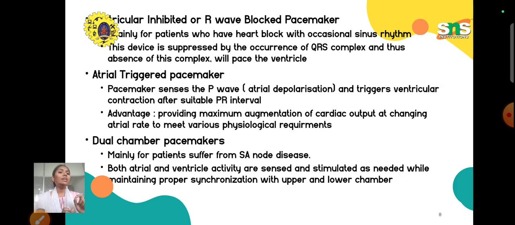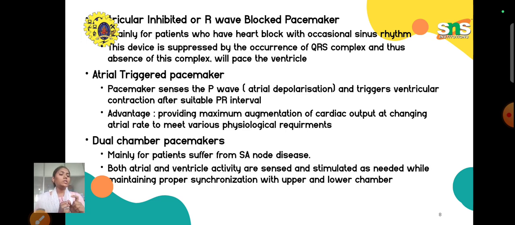Next is the ventricular inhibited or RV blocked pacemaker. Again, the name suggests what it means. It is going to deactivate the pacemaker when the RV is present. Sorry, when the RV is present, the cardiac pacemaker is going to stop. That is the reason for the title, ventricular inhibited or RV blocked pacemaker.